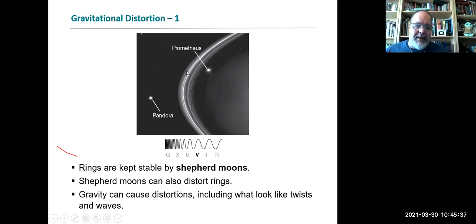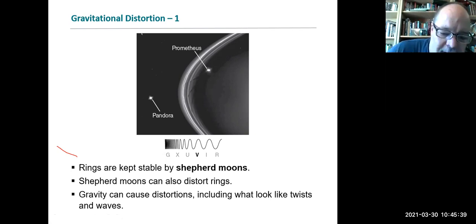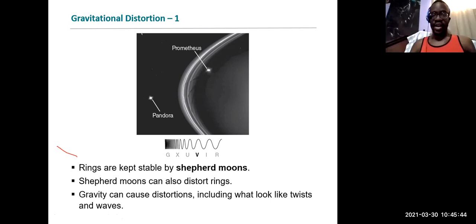So this is Prometheus and Pandora. The rings are kept stable by shepherd moons, and shepherd moons can also distort rings.